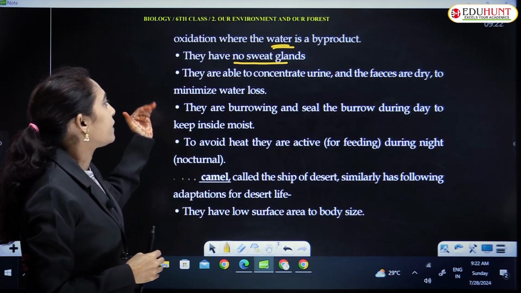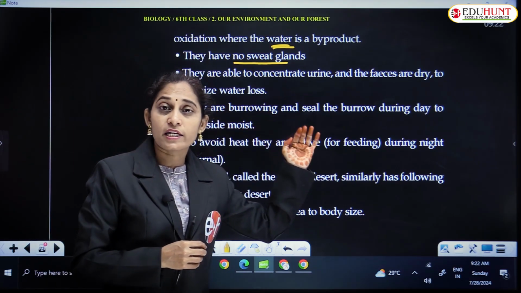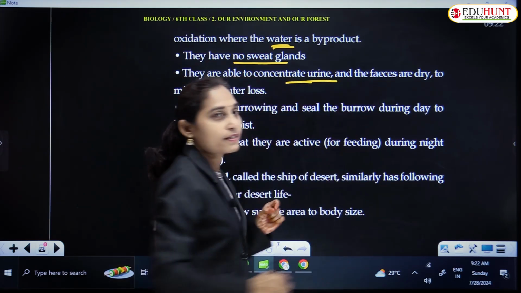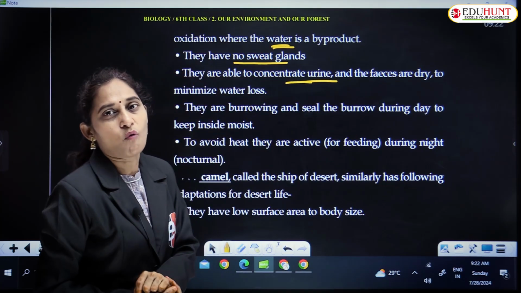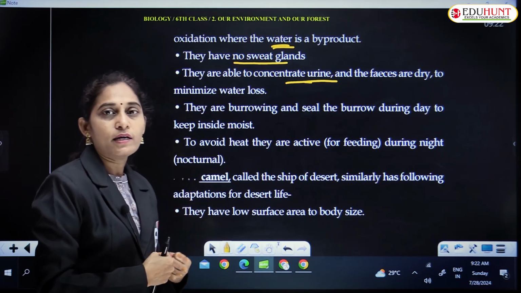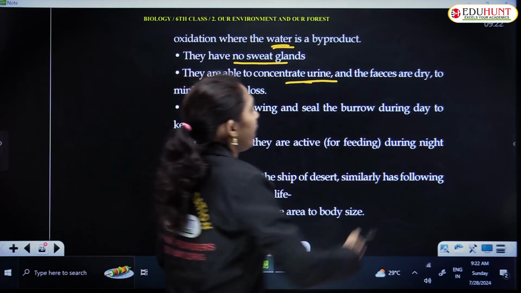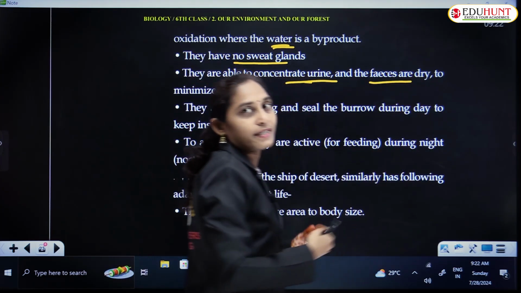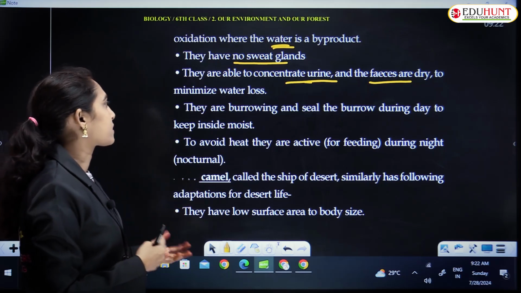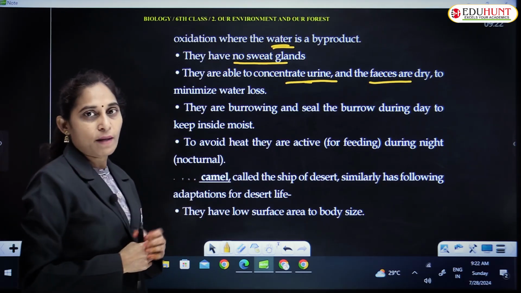And then they are able to excrete concentrated urine, that is very little amount of water is present in the urine. Most of the water in the urine is reabsorbed by the kidneys, and also they excrete dry feces. Without water they excrete dry feces to minimize water loss from the body.